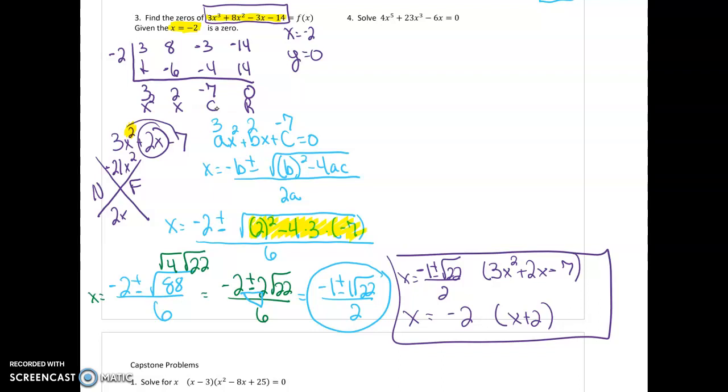All right, last problem, number 4. Again, we're going to solve. It's already set equal to 0, and notice that when I start this problem, I can GCF an x out. So here goes that x all the way over here. Here's what's left. I'm just going to really separate it out.